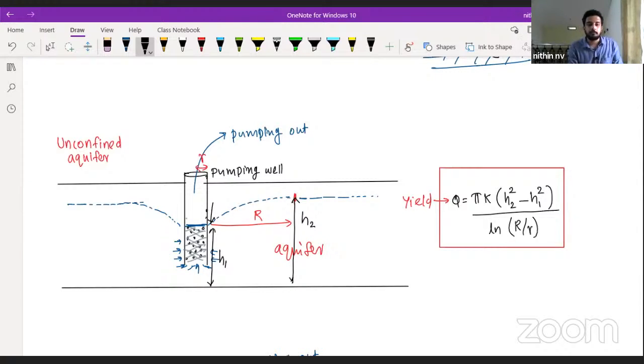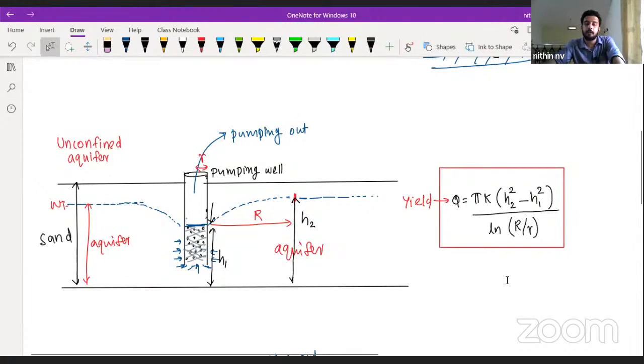Very important. If this complete thing is the sand layer, this is a very, very important point where most of the students make mistakes. If this complete portion is the sand layer, the thickness of the aquifer will be below the water table only. If this was the initial water table location, the complete sand layer is not our aquifer, it is below the water table. The zone of saturation is this. So this is the equation for the unconfined aquifer.